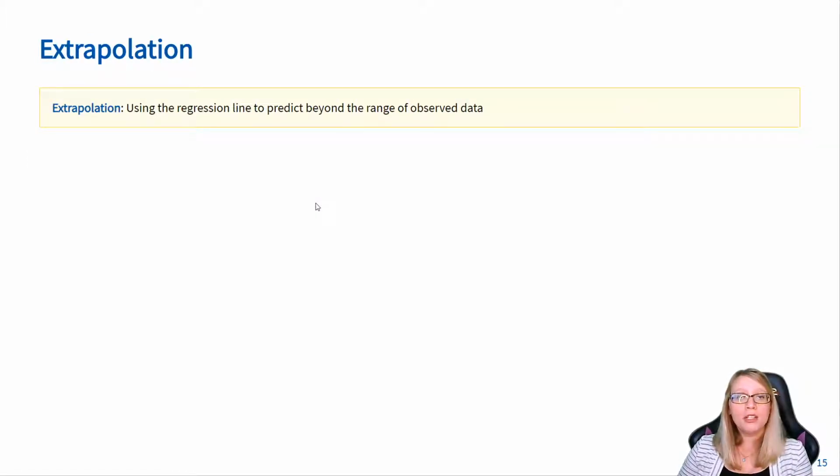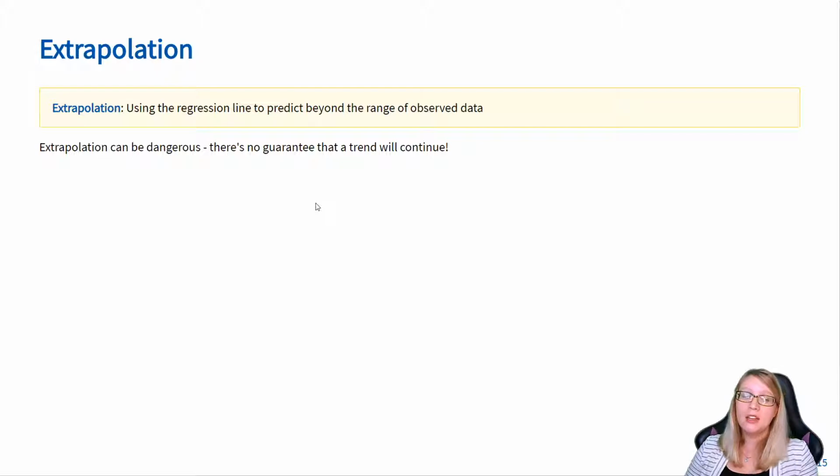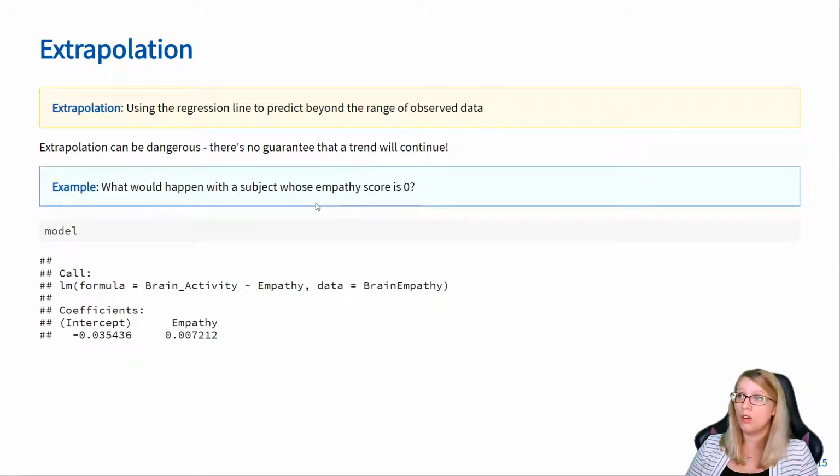Now, the final thing I want to talk about briefly in this video is what can happen if we make predictions where we shouldn't. We call that extrapolation. Extrapolation occurs when we use the regression line to predict beyond the range of our observed data. This can be dangerous for a lot of reasons. The major reason that we might not want to do this is that there's no guarantee that the trend will continue. We haven't actually collected any data, so we don't know whether the trend will hold.